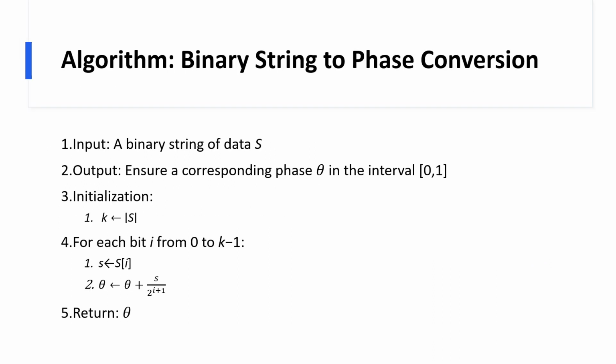If we were to convert a binary string to a phase outright on the 0 to 2 pi interval, there's a chance that we could lose information. Thus, we use this method of converting a string to a phase in which we ensure that our decimal points will always land us in the interval 0 to 1.